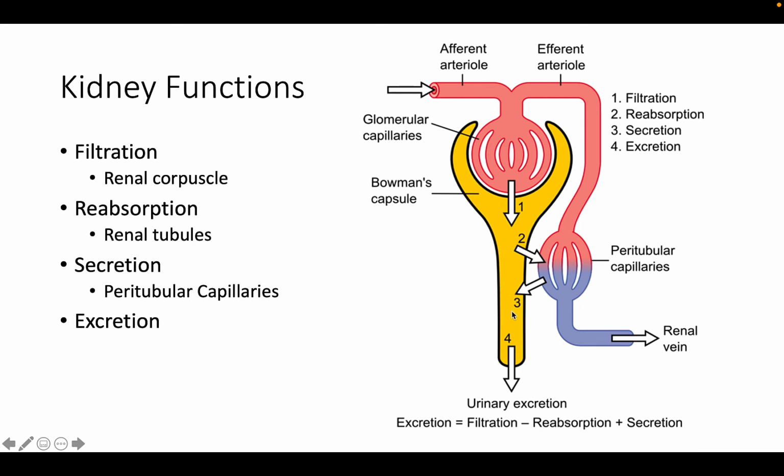And then after everything is done moving back and forth, we have excretion of that substance in the form of urine. So excretion is equal to the filtrate minus the reabsorption plus the secretion. So this is a very crude representation of the events that happen in the nephron themselves, and we'll get into it a little bit more in depth now.